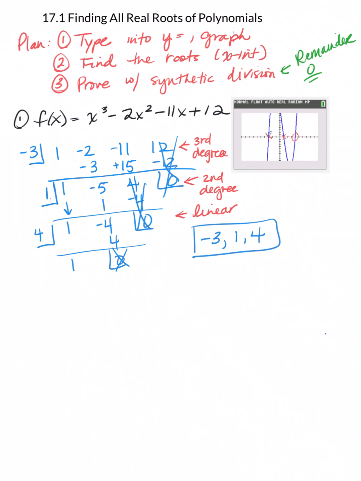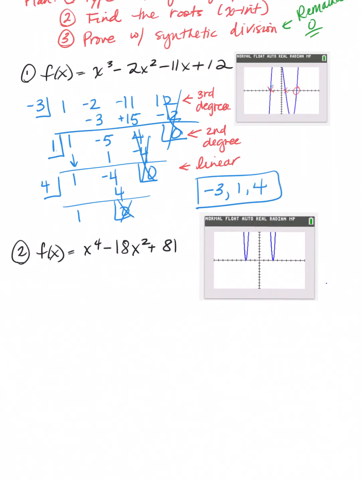This is the work you've got to show. I know you're getting the roots from the graph, but you've got to show me this synthetic division. Let's try the next one. All right, so the next one is 4x to the 4th minus 18x squared plus 81.